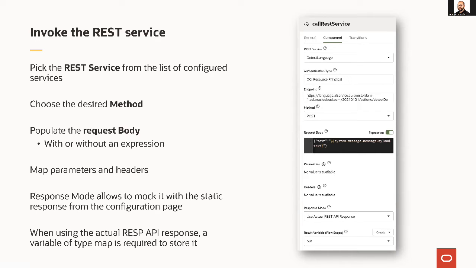So you choose the REST service you want, and you choose the method you want, whether it's get or post, and this will preload with the configuration from the service setting. Obviously, you can overwrite that, but it preloads the endpoint and authentication, if it's already there, to help you configure the palette. If you look a little bit to the bottom, you see the response mode, where you can use the REST API response, so a live response, but you can also choose to use the static one. I'm also going to show this.